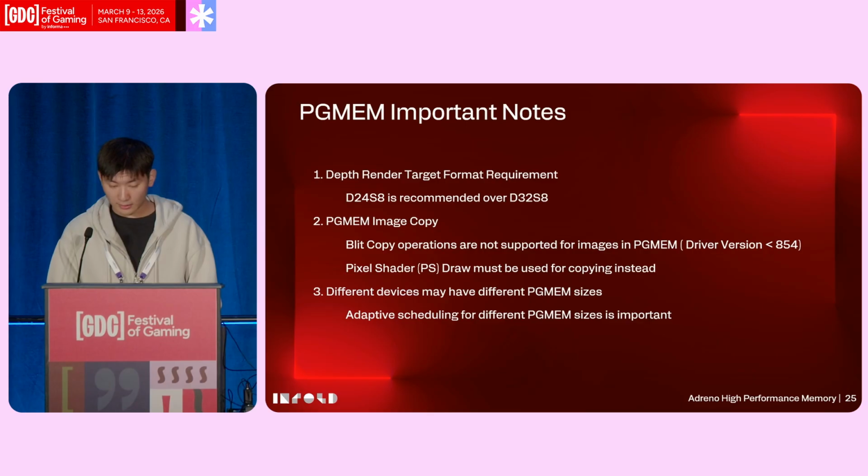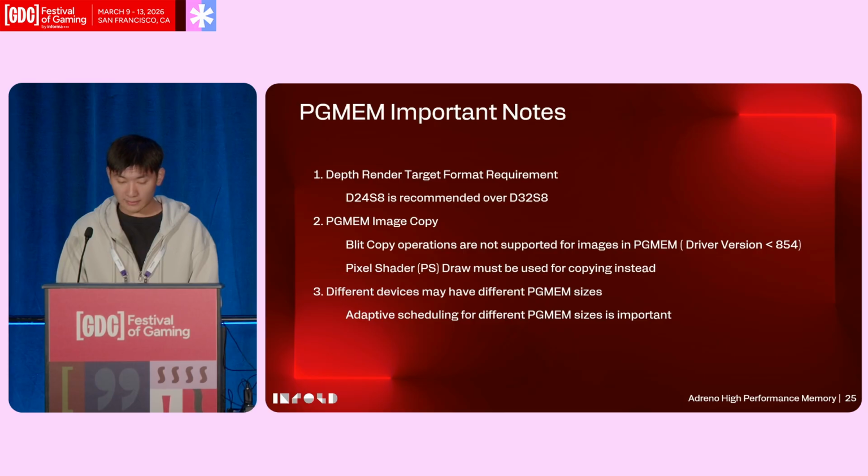Second note, there is a temporary restriction on copying images in page memory. Blit copy operations are not supported for page memory images in some driver versions, whether they are the source or the destination. Instead, you have to use a pixel shader for copying. Qualcomm has fixed this issue in their latest driver. But if you still get screen flickering, just try using PS draw for copying.